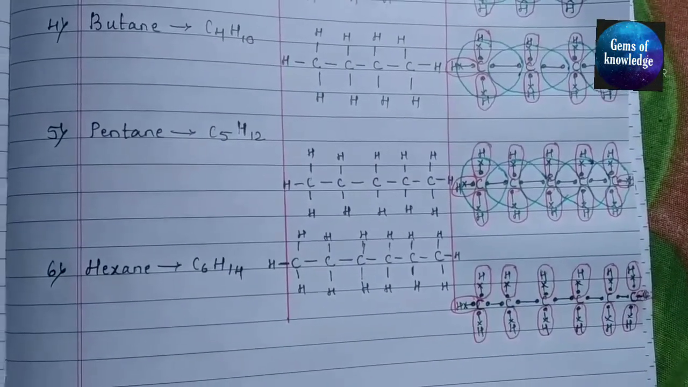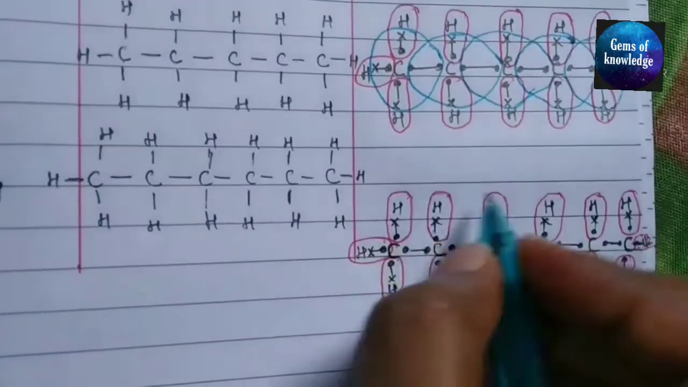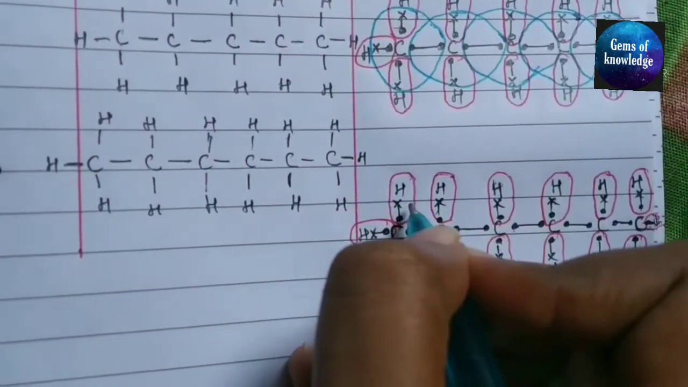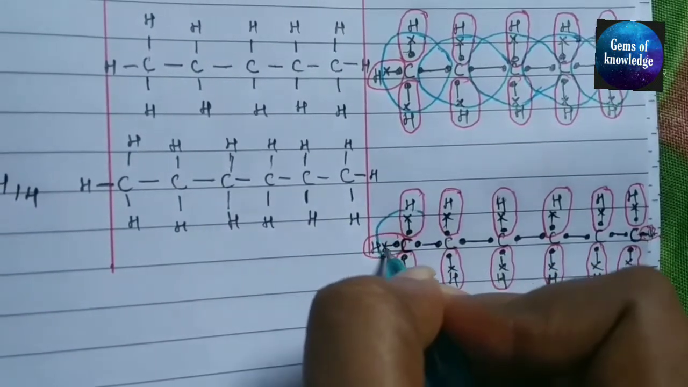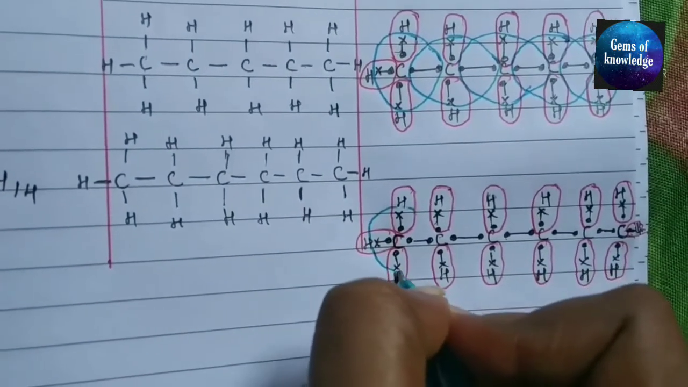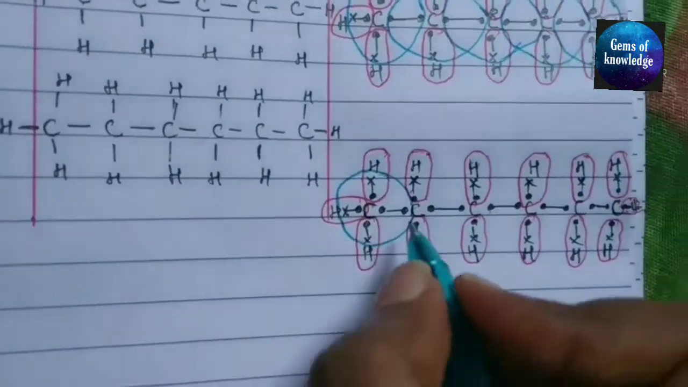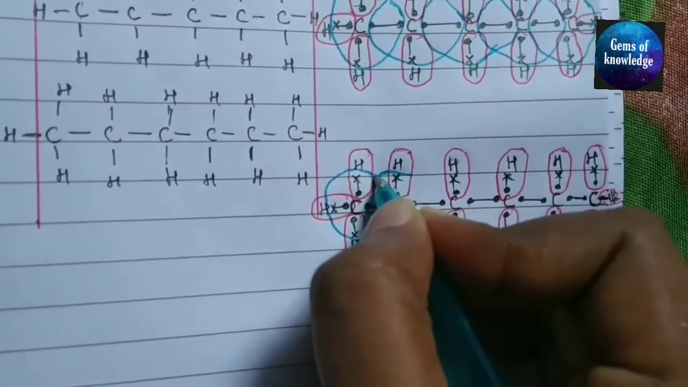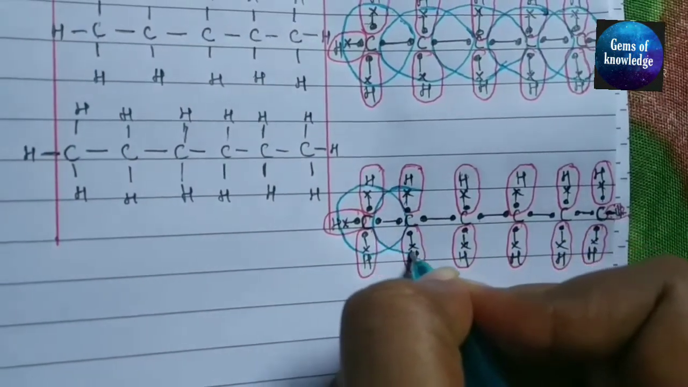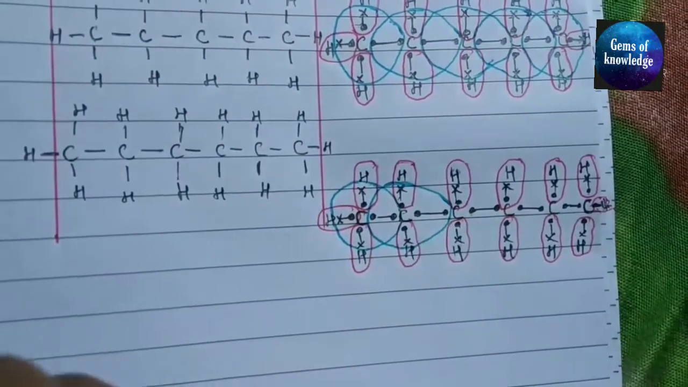Next, what is remaining? Carbon is remaining. Now for carbon you have to use 8 electrons. So 2 from here and 2 from here, 4. This is 5, 6 and this is 7, 8. Similarly for this, 2 from here, 2 electrons, 4, again 5, 6 and here 7, 8.